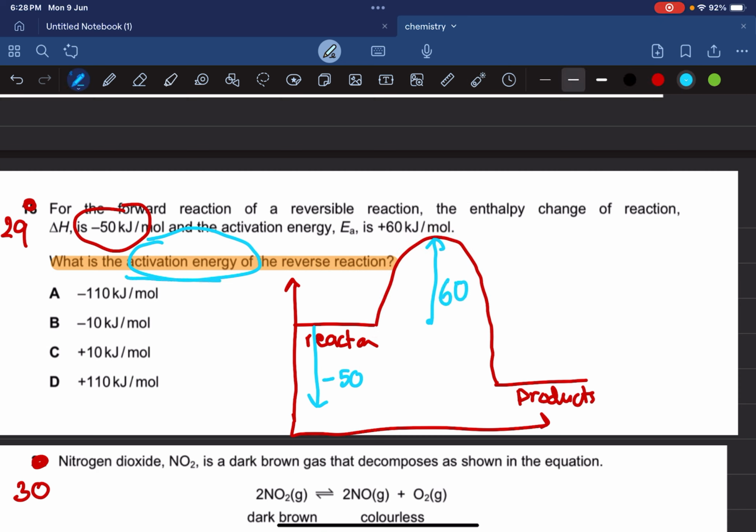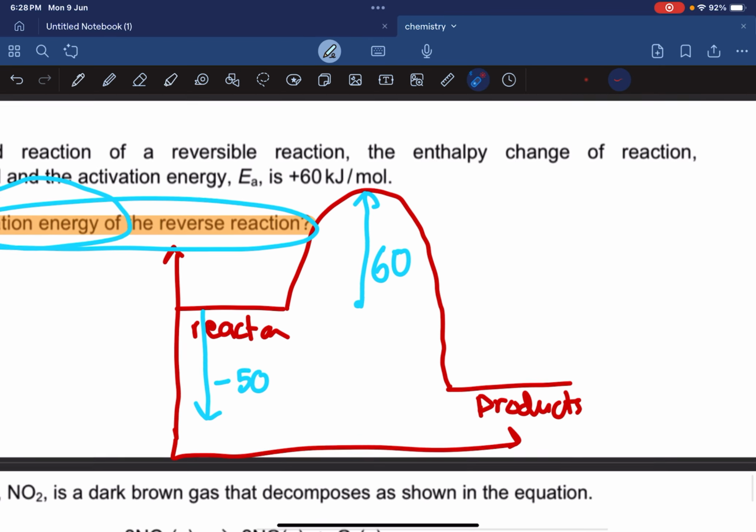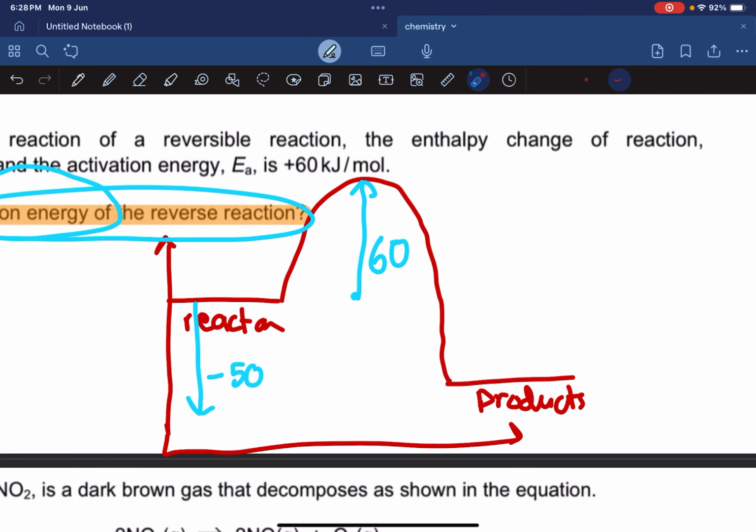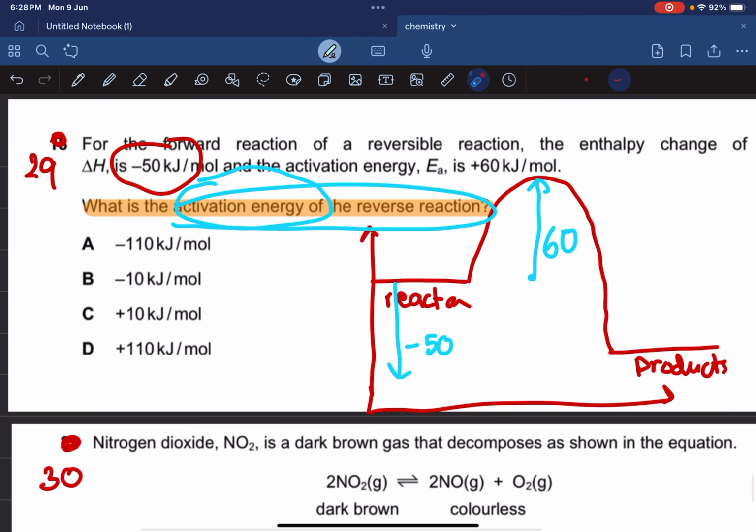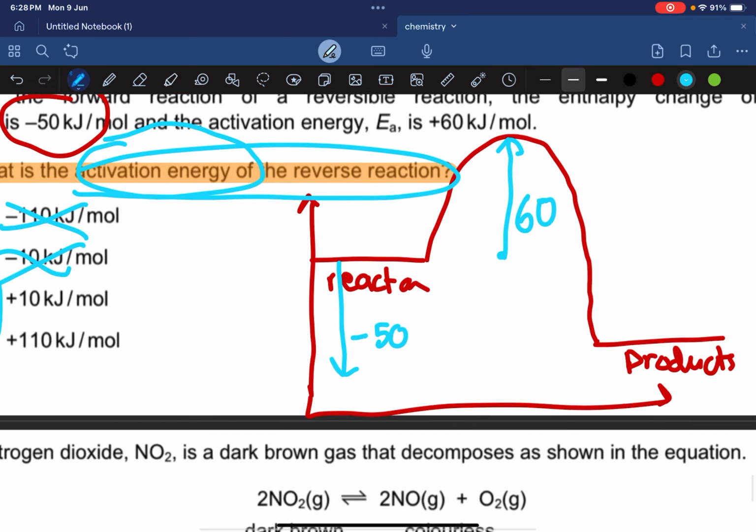What is the activation energy of the reverse reaction? This is an A-levels kind of style question. What do you guys think? Firstly, activation energy can never be negative. So I cross out this and this. Activation energy cannot be negative. Boom, boom, cross. Out of these two, what is correct?